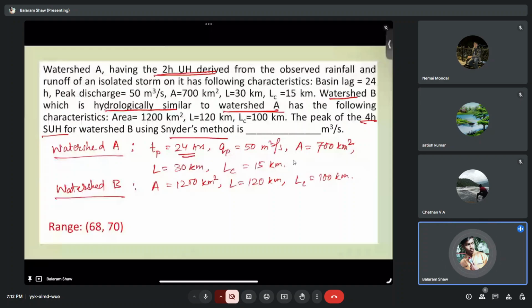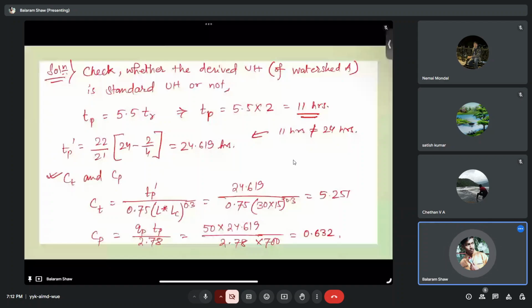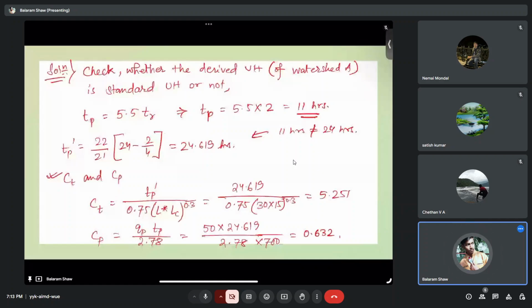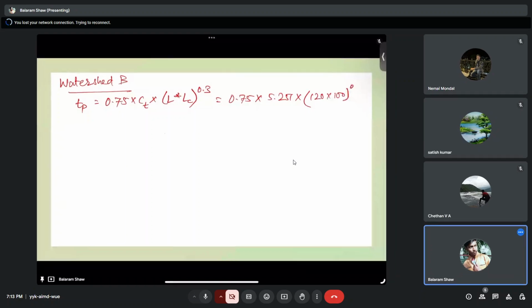Now we need the required unit hydrograph for watershed B, right? So for watershed B we can write basin lag TP equals 0.75 into CT into L into LC to the power 0.3, right? We have 0.75 into 5.251 into L. L for watershed B was 120 and LC is 100. So 120 into 100 to the power 0.3. Okay, just calculate and let me know how much you are getting.